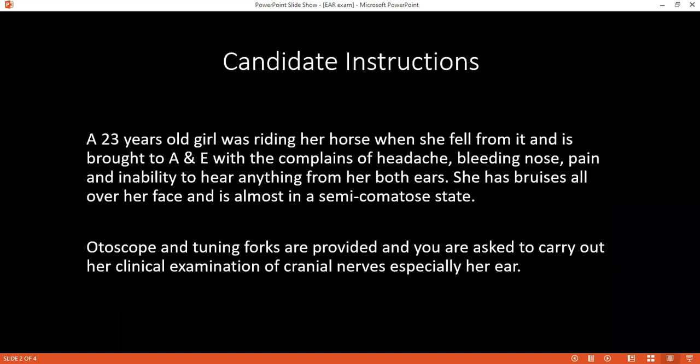Okay, can you summarize your examination now, please? Yes, I have examined a 23-year-old girl who has had an RTA. On examining her cranial nerves, all are normal except the vestibulocochlear nerve, where there is conductive deafness. Also, when examined by otoscope, there is hemotympanum, and all other cranial nerves are normal.